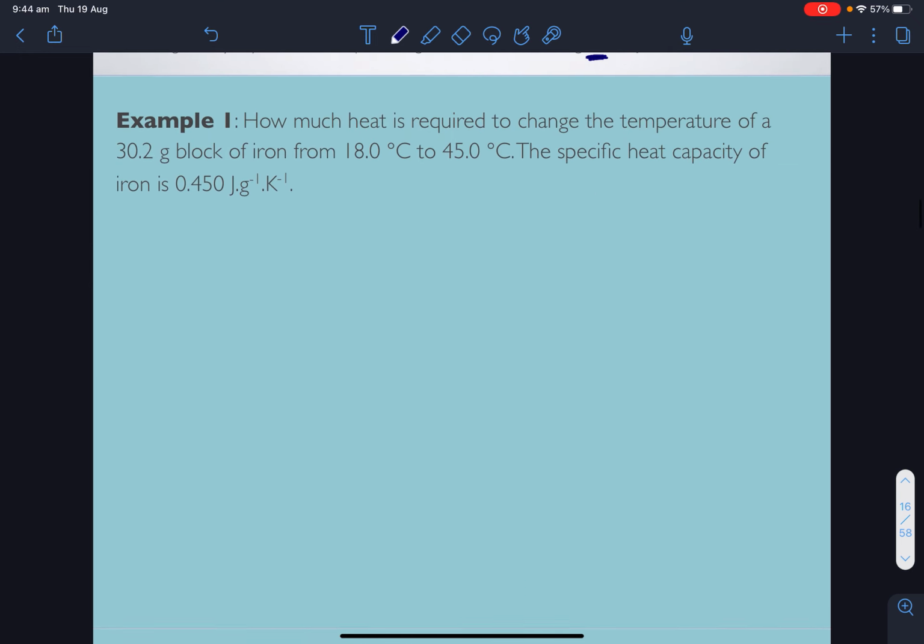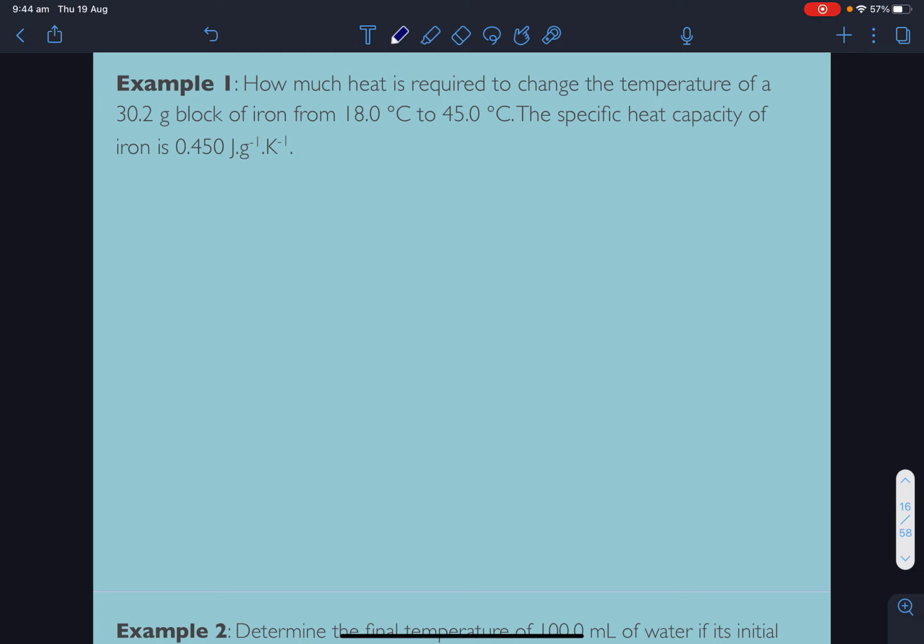Okay. Let's do some examples using this formula. How much heat is required to change the temperature of our 30.2 gram block of iron from 18 degrees Celsius to 45.0 degrees Celsius? And here we're given the specific heat capacity of iron. Okay, so I'm going to write my Q equals MCAT formula. How much heat is required? Well, Q is our question mark. Our mass given in the question is 30.2 grams of iron.